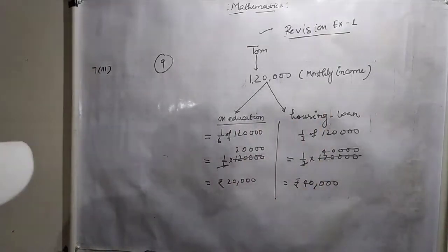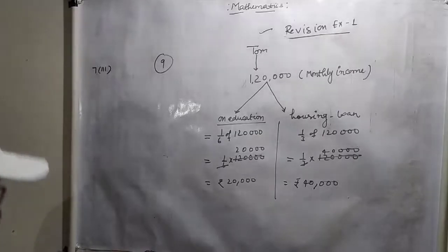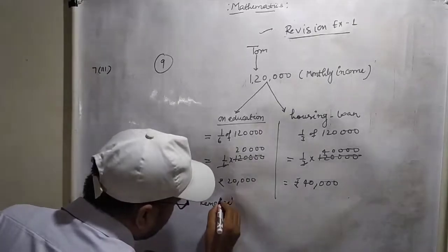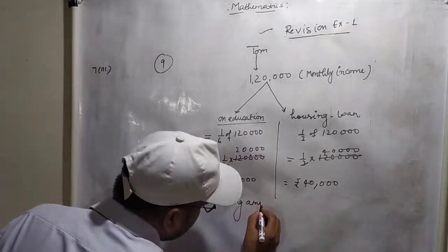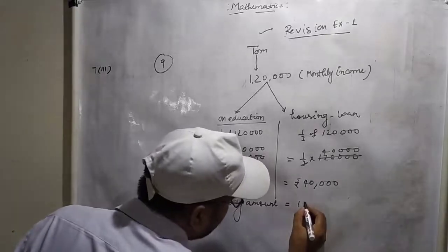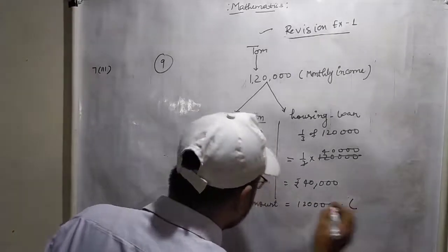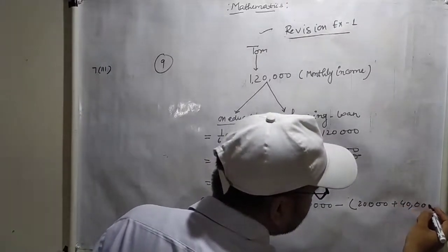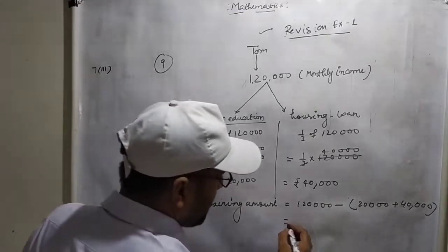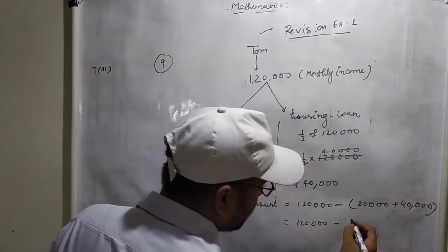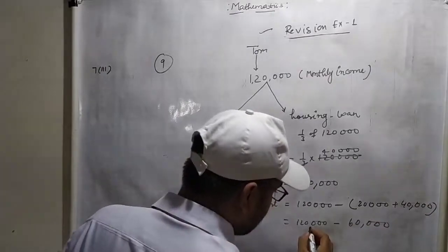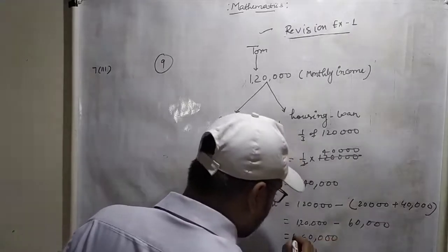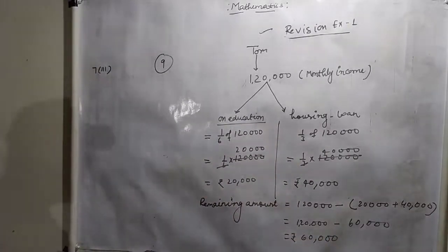So what is remaining? Our aim is to find the remaining amount. 1,20,000 minus 20,000 plus 40,000. If you add these two, you will get 60,000; subtract this from 1,20,000 and you get 60,000. So 60,000 money has remained with Tom.